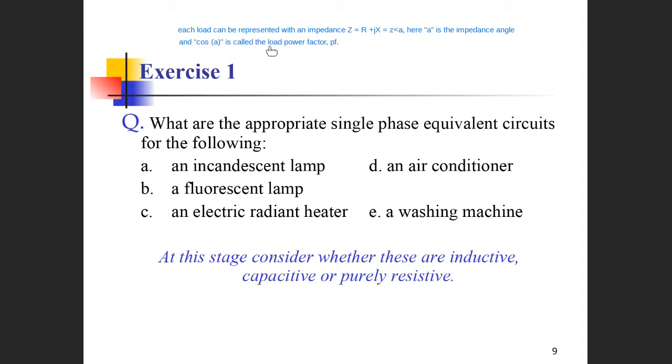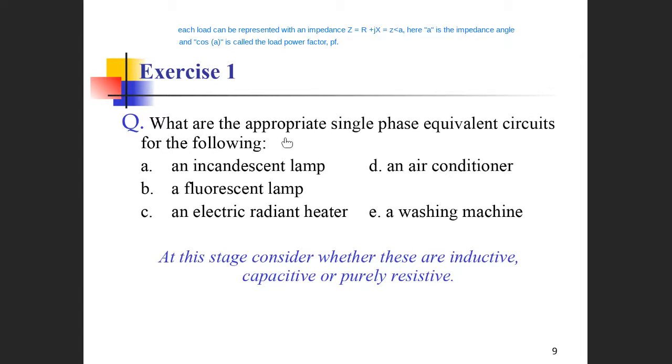Okay, so each load in an AC circuit can be represented with an impedance Z. It can be written in either complex number form or polar form. When in polar form, there is an impedance angle. Here, the cosine A is then called the load power factor, in short, PF. Of course, any combination of the system can have its equivalent impedance and equivalent power factor. So any part of the network can get a total effective impedance with a total power factor.